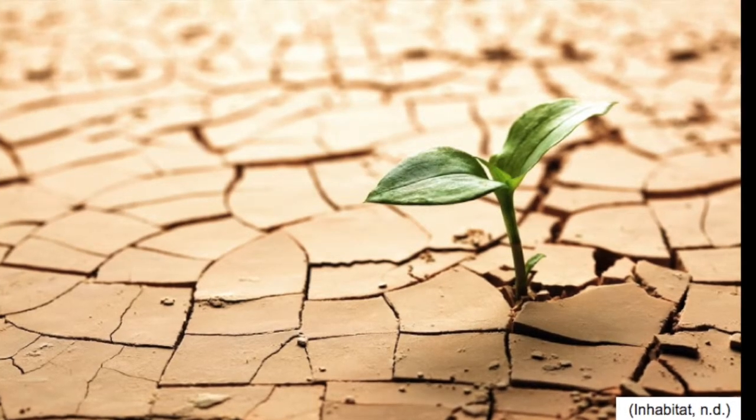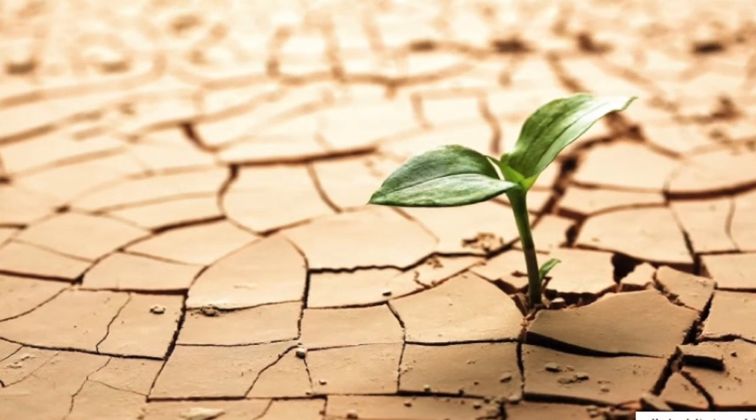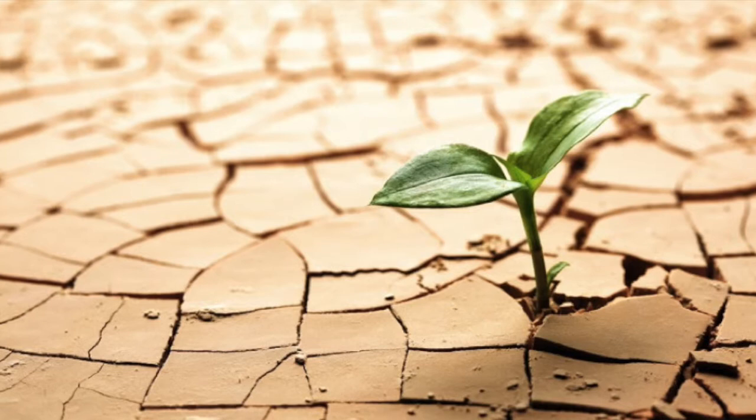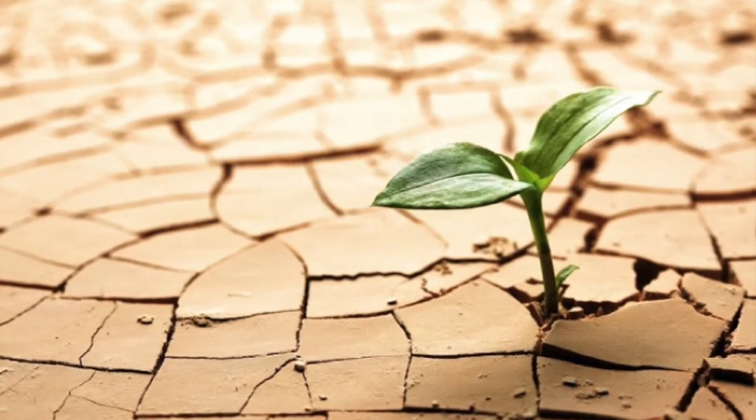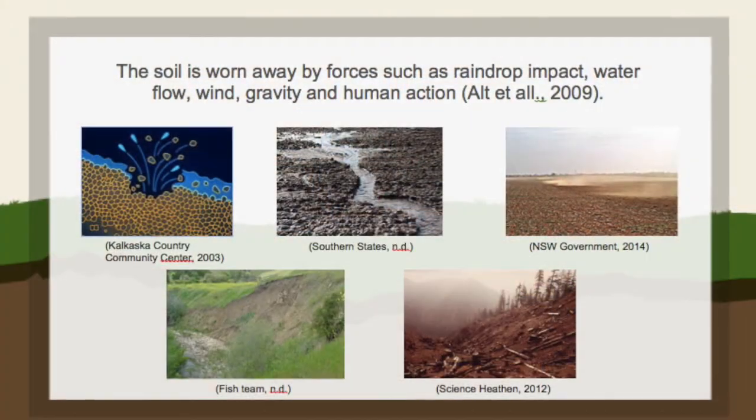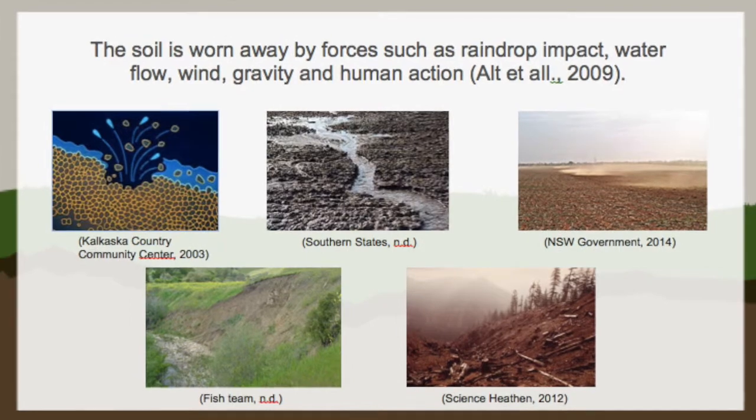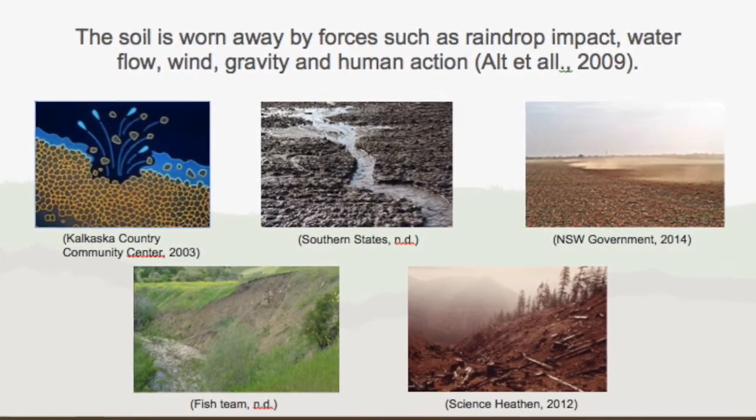Erosion is an issue that occurs on a global scale and ultimately affects the sustainability and productivity of the environment and its natural ecosystem. Soil erosion is defined as soil displacement as a result of natural and artificial means. The soil is worn away by forces such as raindrop impact, water flow, wind, gravity, and human action.